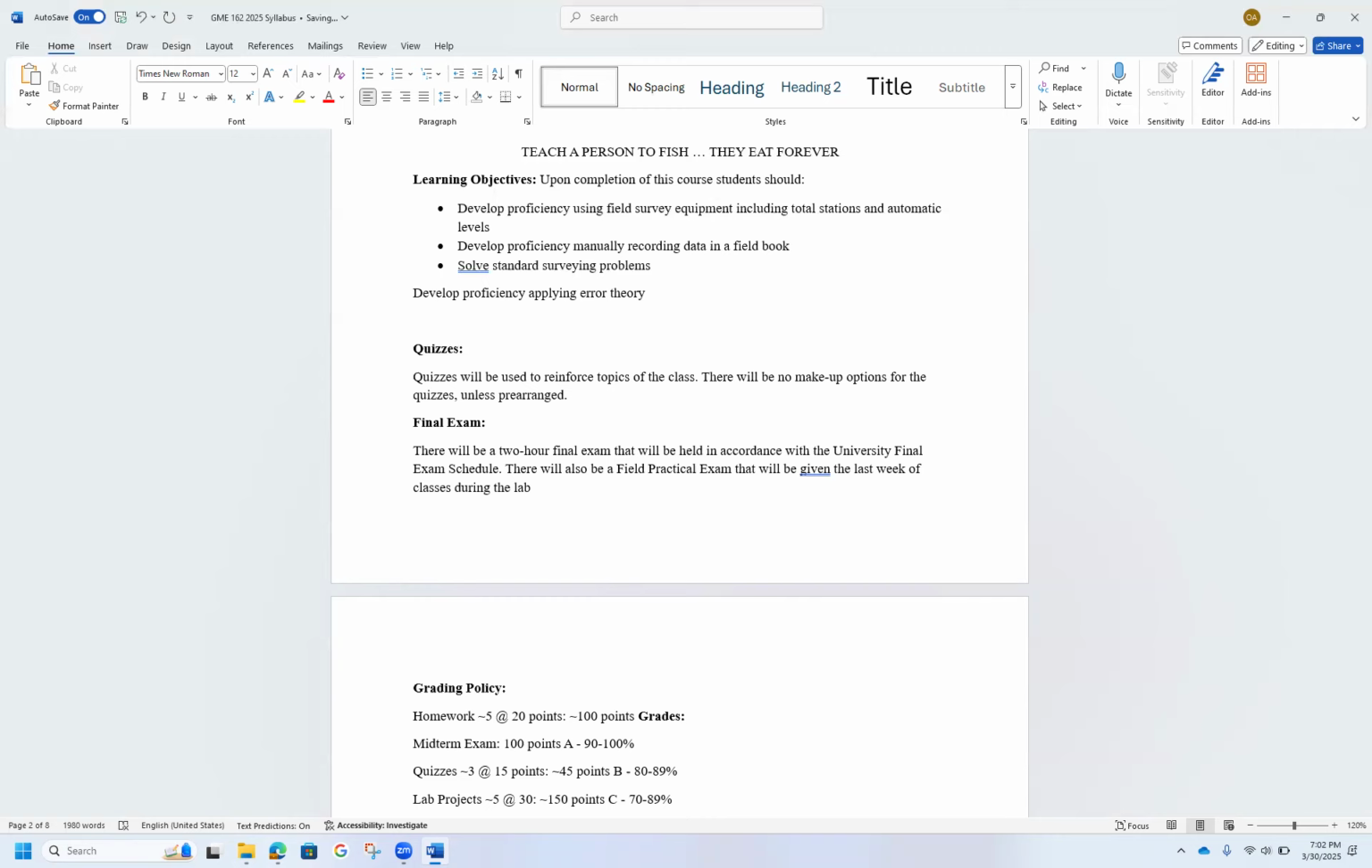There will be no makeup options for quizzes unless prearranged. The quizzes, though, will be available on Canvas all term, right? I'm going to give them out a certain day, but they will be available on Canvas the entire term. So if something happens, I had one student last term who had some medical issues going on, and he reached out. It's like, well, hey, it's there. Everything's there. Everything's ready.